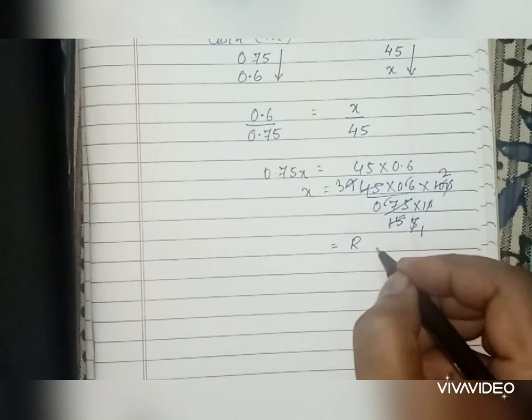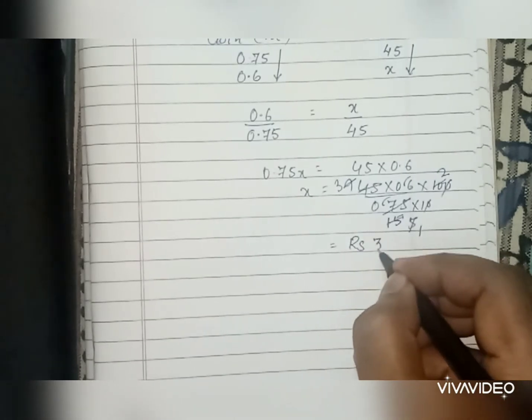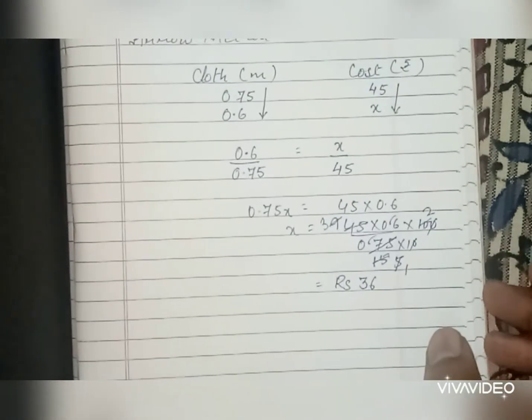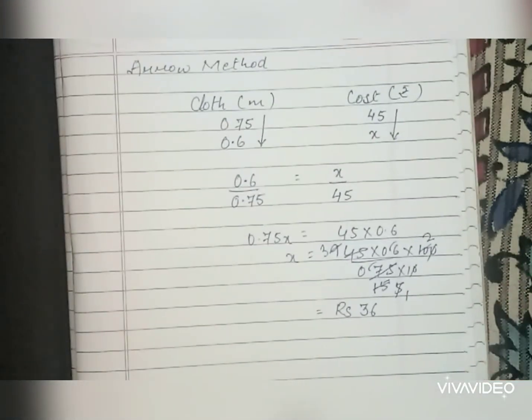So your answer is rupees 36. I hope you have understood both the methods very clearly. You can take any of the methods which you find suitable.